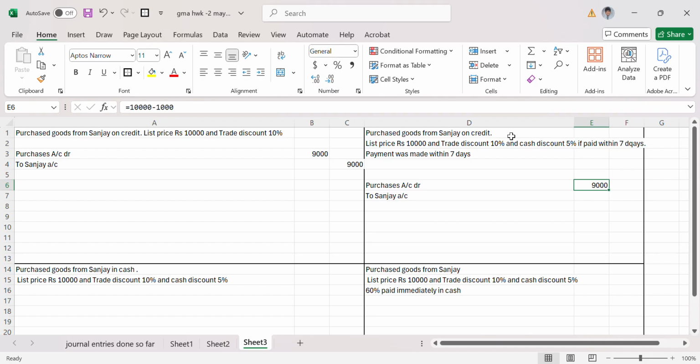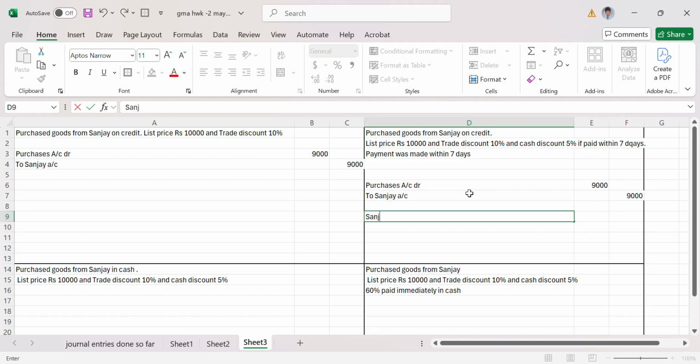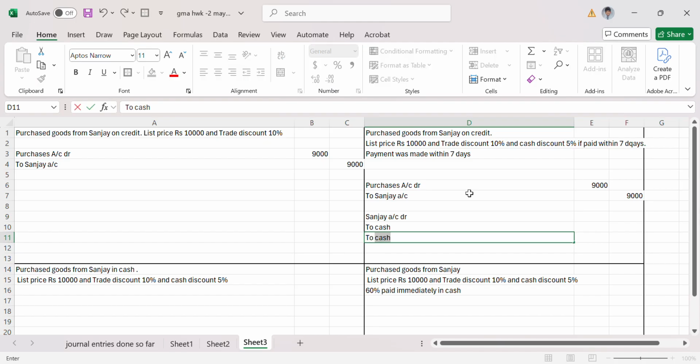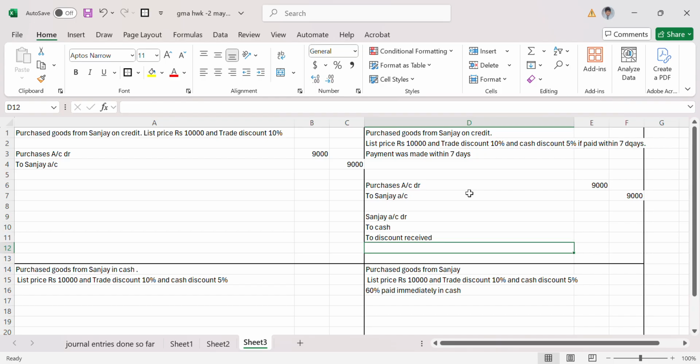Since it's on credit, we paid only after 7 days. So when I purchased the goods, that time it was on credit. I did not pay anything immediately. So the entire amount will be credited to Sanjay. After 7 days, when you make the payment, what is happening? Sanjay is the receiver, so Sanjay's account will be debit, and money is going out, so cash will be credit. And when you are making the payment within 7 days, you are getting a cash discount. So I have to write discount on the same side where cash is written. Since cash is credit, discount will also be credit. If it is credited, we have to write the words discount received.